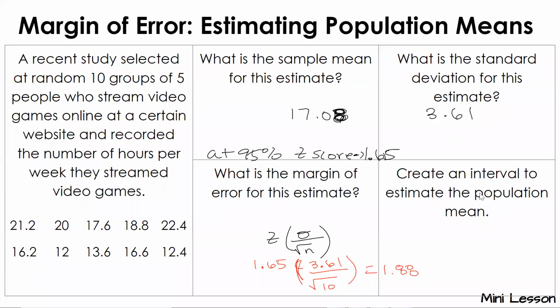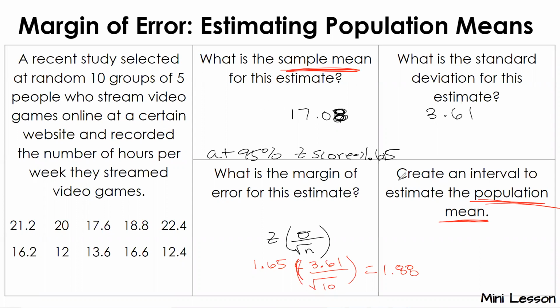We're going to create an interval to estimate the population mean. Okay, there's a difference between your sample mean versus your population mean. When we talk about a sample, we're pulling a group from the population. When we refer to a population, we're talking about everybody.